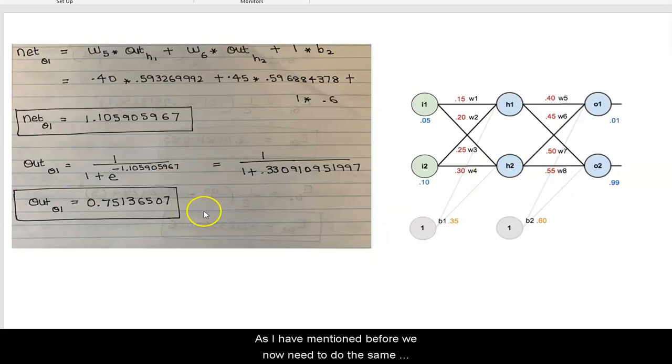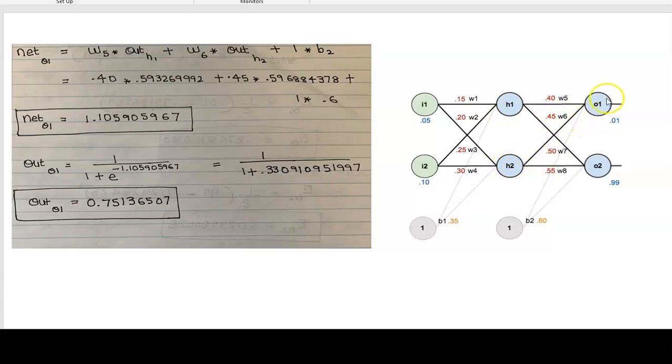As I have mentioned before, we now need to do the same procedure for node O1 and node O2. So let us start with node O1. For node O1, the weights that influence it are W5 and W6. And where do these weights come from? For example, W5 comes from H1, which is nothing but out H1 which we have previously computed, right? And W6 is coming from out H2, right?